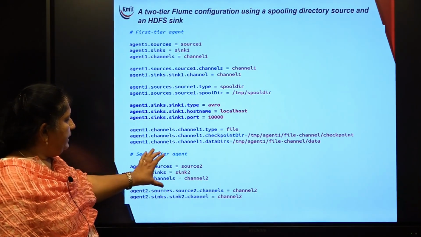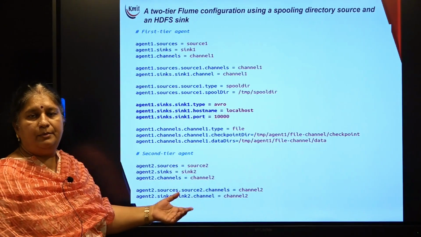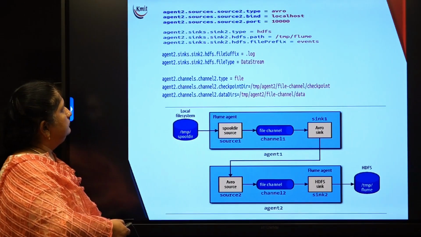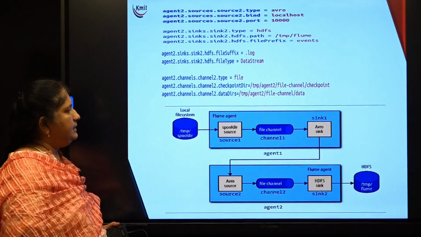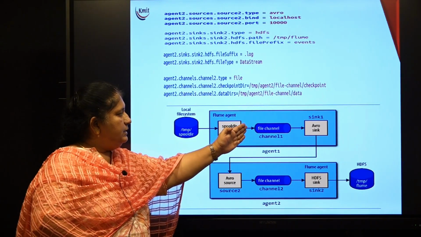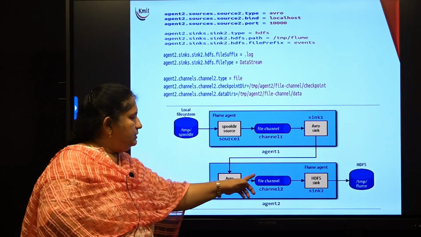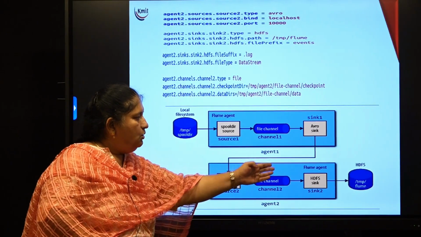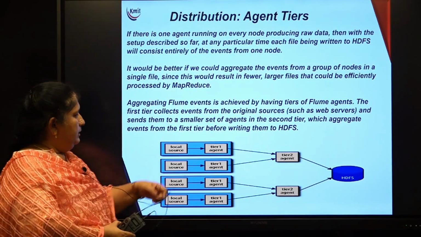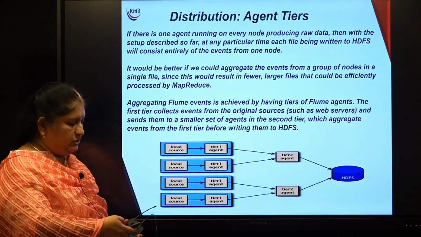Similarly, the same thing should be written for second tier agents. If I have third tier agents, I should write similar parameters for those agents also. This is how you write for all the sets of agents. So, in my example, from source 1, channel 1 is taking, and that channel 1 is passing it on to agent 2. Agent 2 passes it via the file channel onto the HDFS sink. If you see the diagram once again, the tier 1 agent from the source passes on to the tier 2 agent, and from there it reaches HDFS.